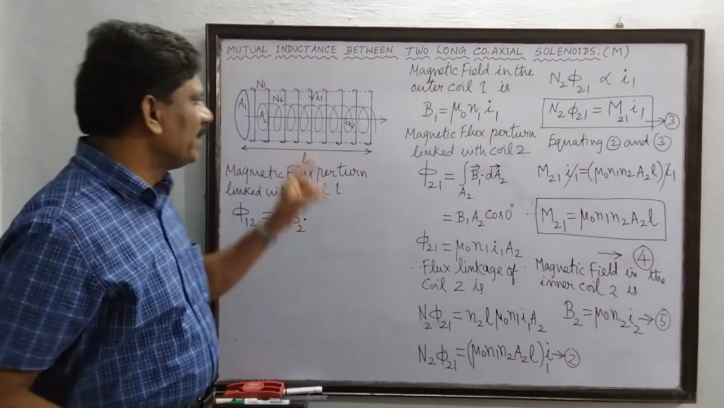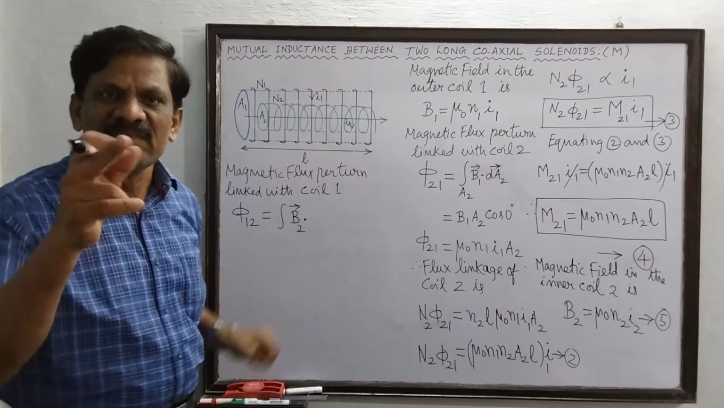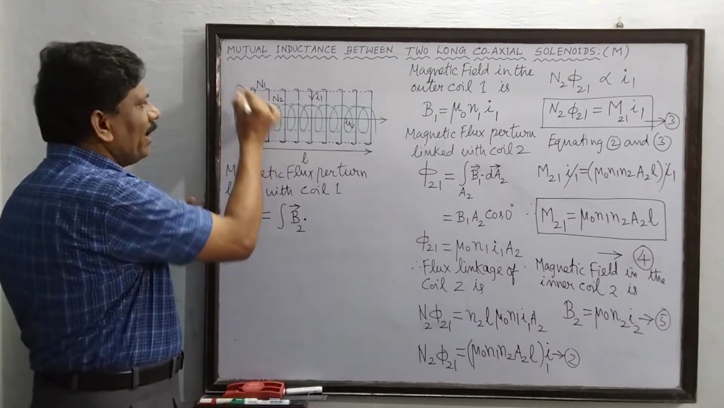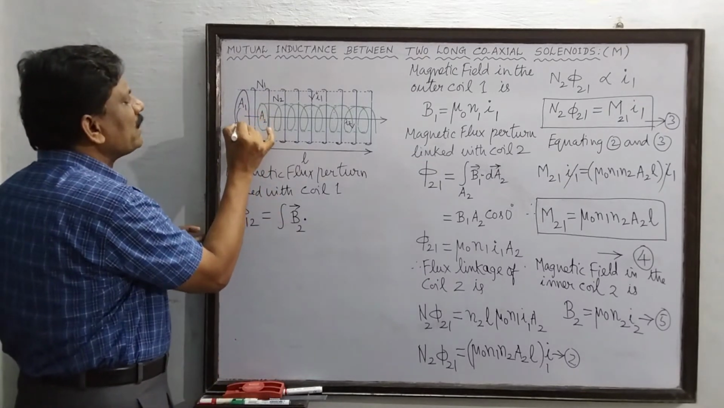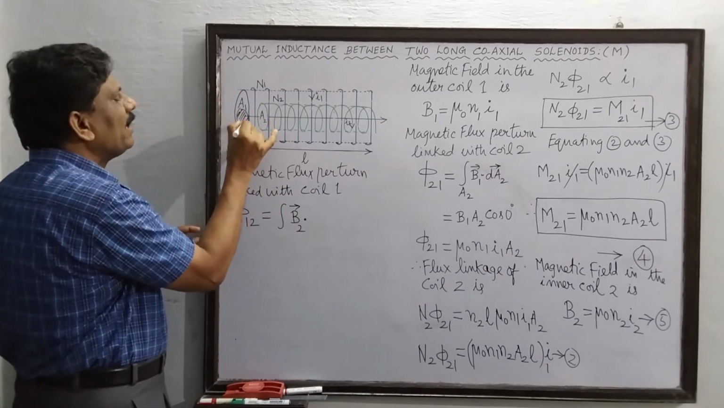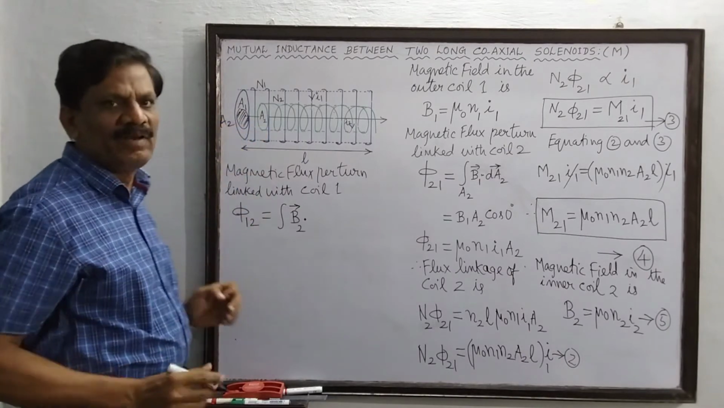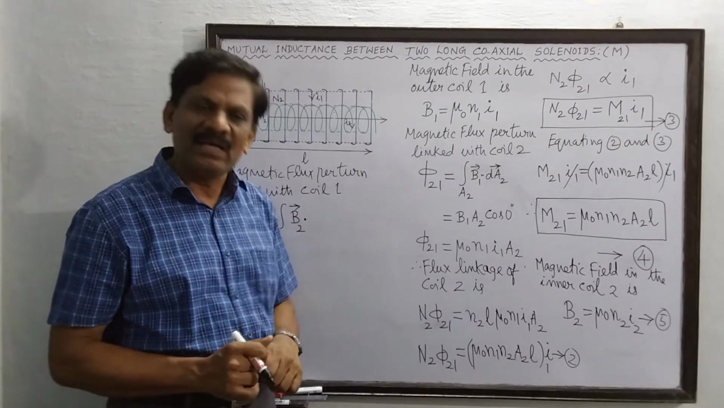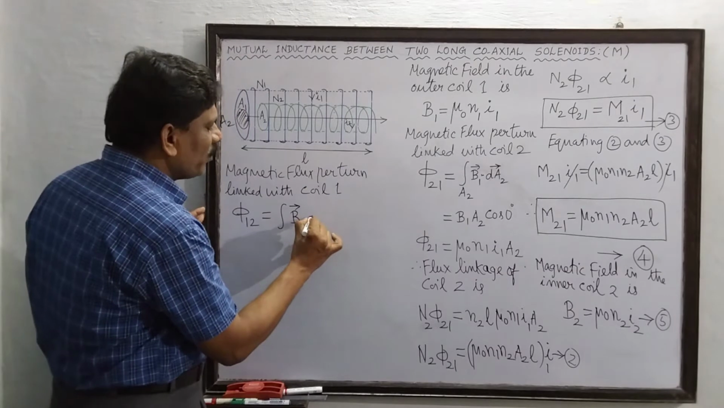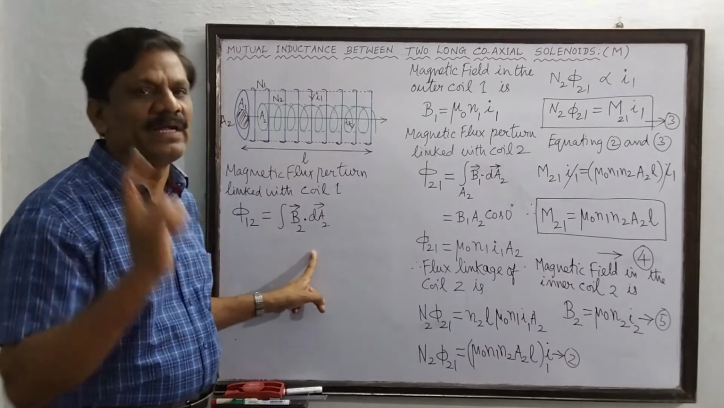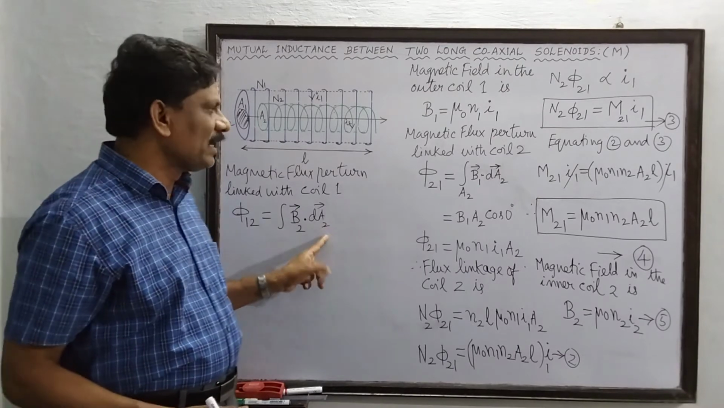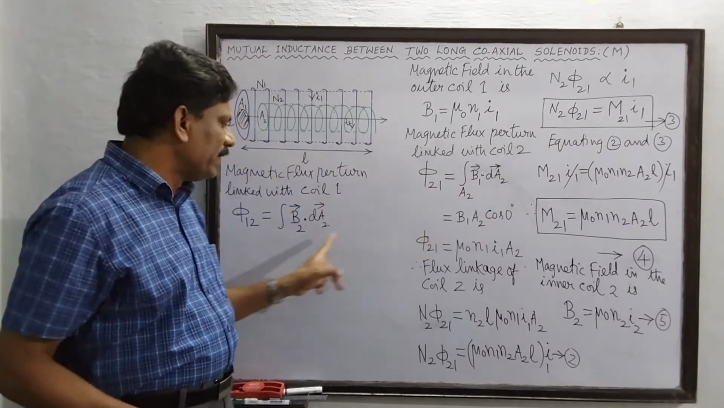Because the coil is smaller, its field cannot enclose the larger area A1. Only this much portion of the area, equal to A2, will be linked with the field. Therefore, here also I am going to write dA2 only. This concept has to be understood. Why are we not writing dA1 here?